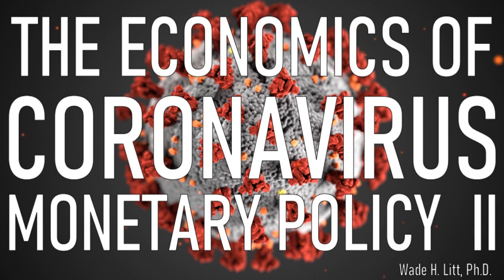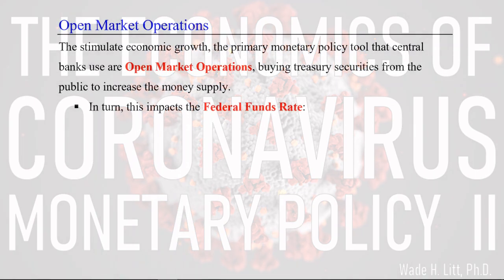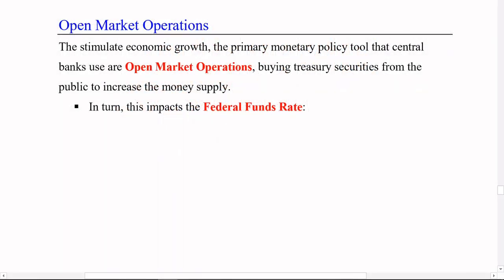Open market operations. Again, this is the primary monetary policy tool of the Federal Reserve. What they're going to be doing is buying treasury securities from the public in order to increase the money supply. As the money supply increases, we'll see the interest rate goes down. And the interest rate in particular that open market operations is affecting is the federal funds rate.